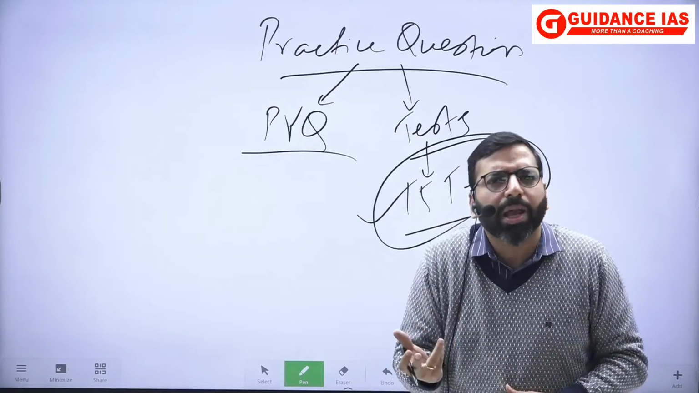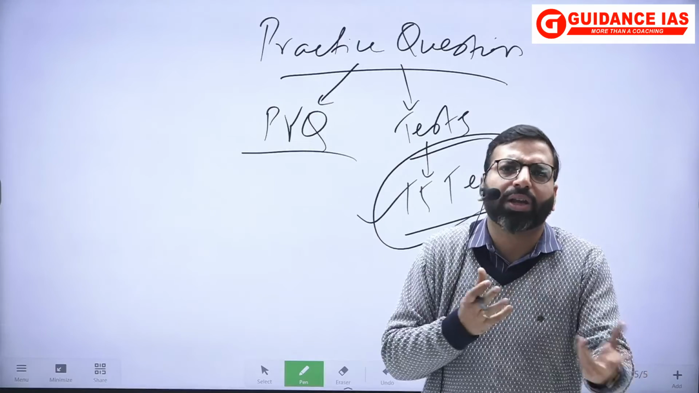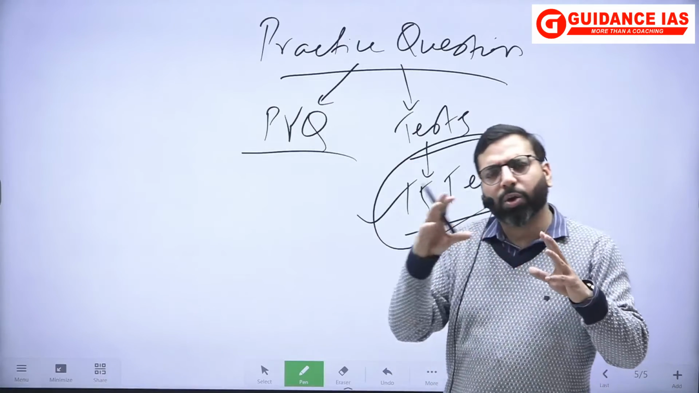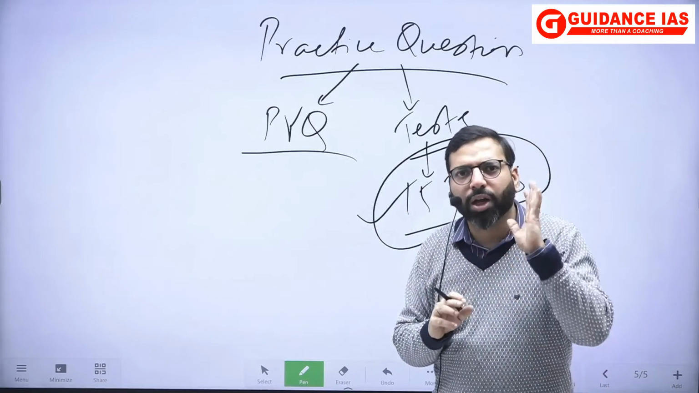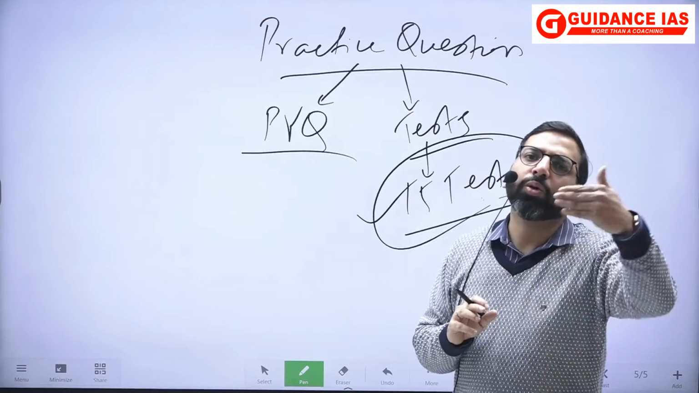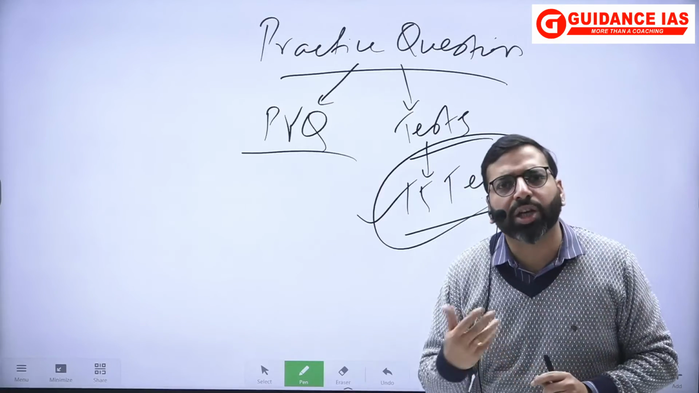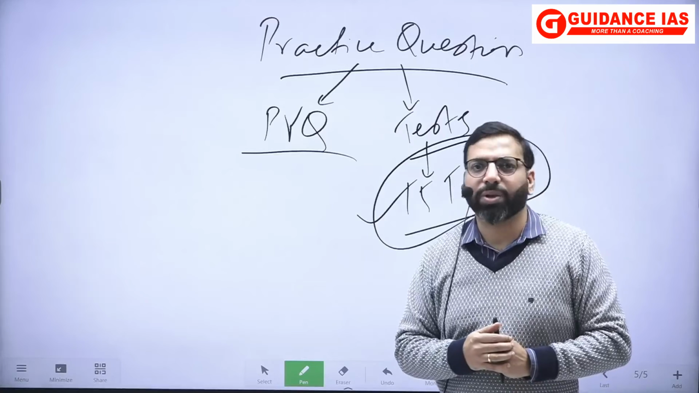Besides that, our aim is 80 to 85% of the questions of history, including your art and culture. We need to do it correctly, and that will help you sail through and enter the next stage of your examination, that is your mains.